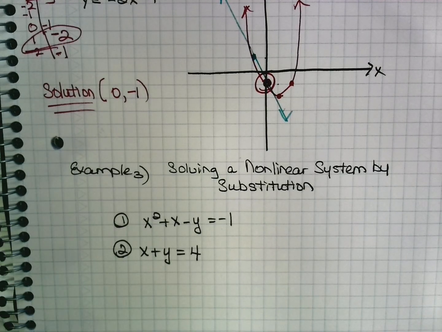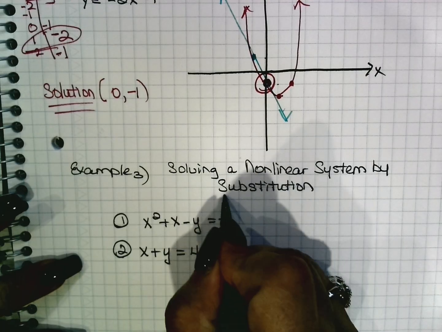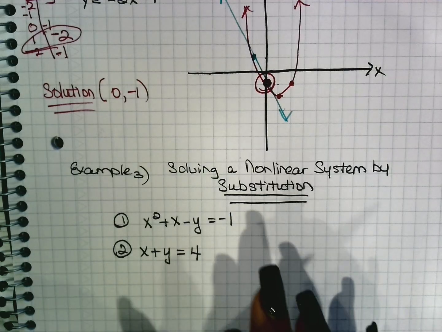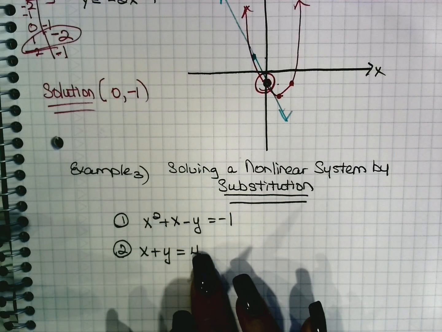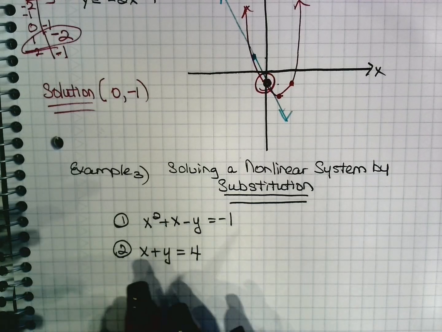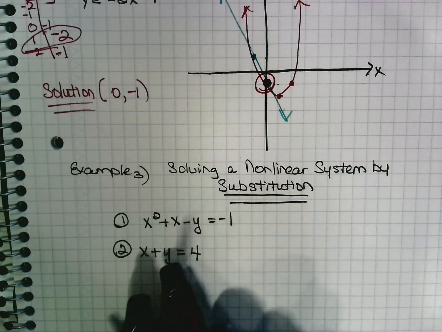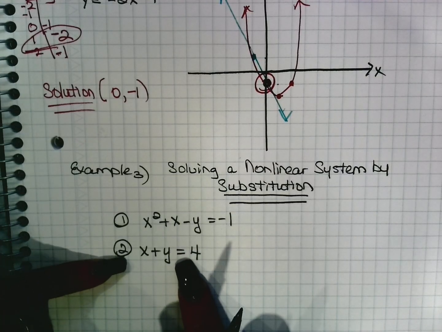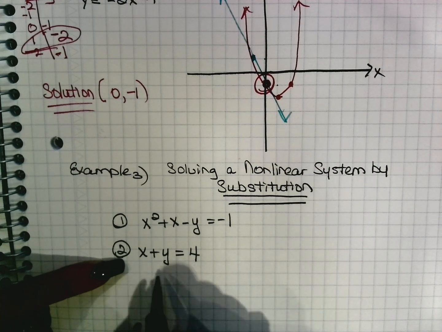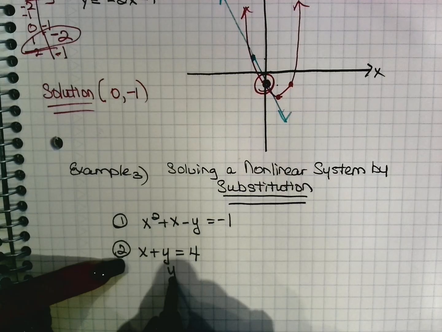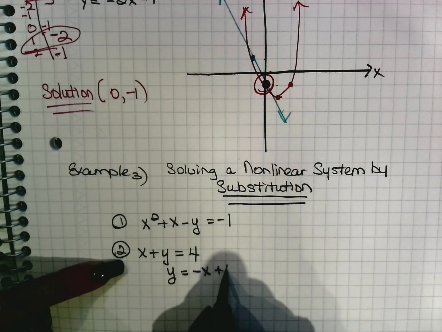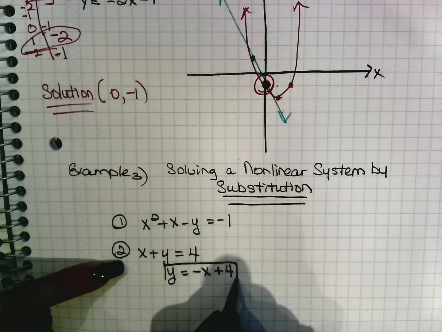So what you're going to want to do here, since we're going to use substitution, you're going to solve either one of these for either x or y, and then you're going to plug that value into the other one. Okay? So let's step back for a minute. This one here is really easy to put in terms of y equals or x equals. So I'm going to solve this for y. This is going to be y equals -x plus 4. Okay? That's all I did.